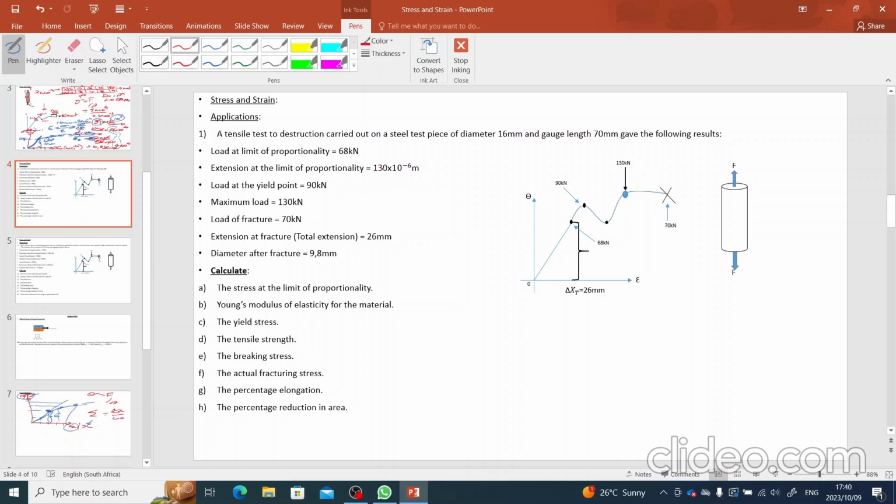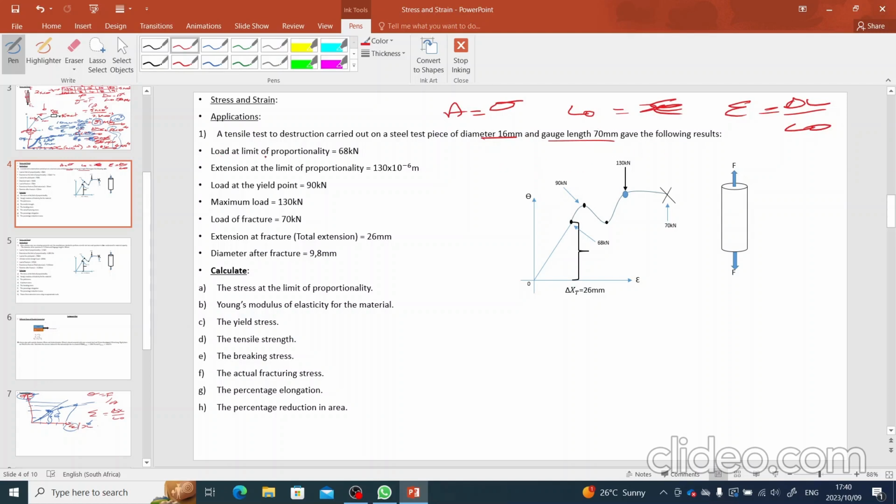We are given the information: a tensile test to destruction carried out on a steel test piece of diameter 16 mm and gauge length. Now, this is the area that you'll be using to calculate the stresses. This is the gauge length, LO, to calculate your strain, because your strain is change in length over L original. Now you are given the L original, there it is, 70.